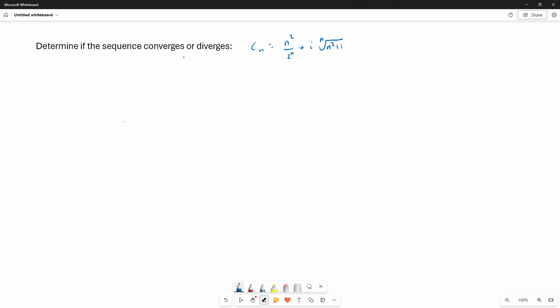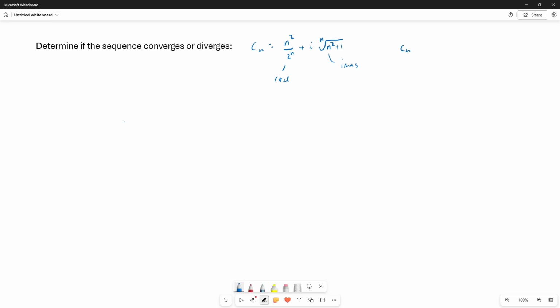We would like to determine if the sequence converges or diverges. Our sequence is c sub n equals n squared over 2 to the n plus i times the nth root of n squared plus 1. So our sequence has a real part and an imaginary part.